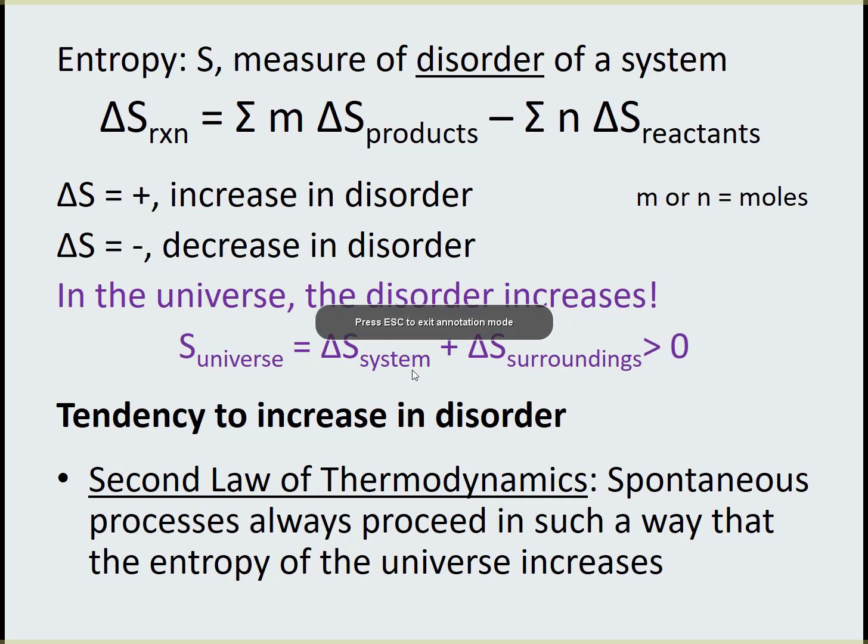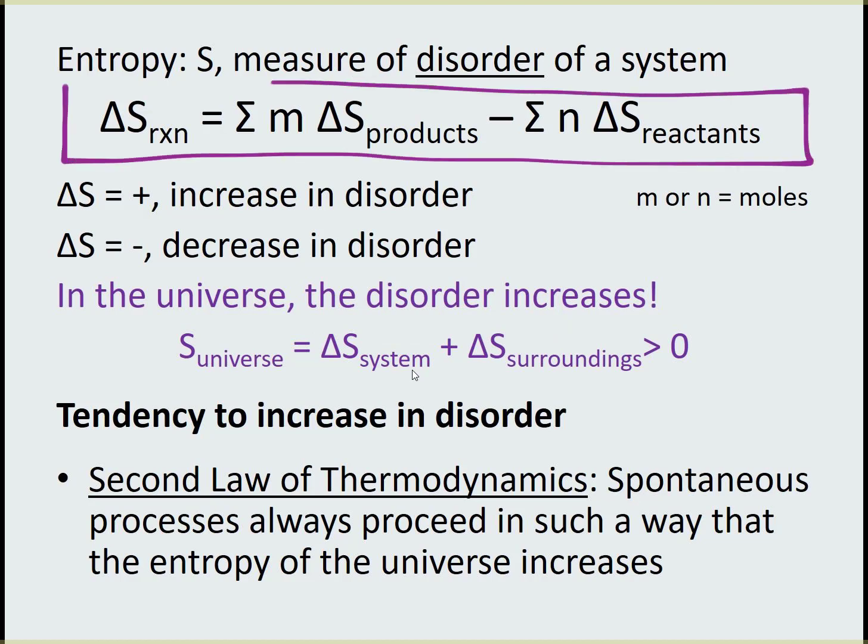Notice the equation to find your change in entropy. It's just like that change in enthalpy equation. So sum of the products minus sum of the reactants. The values, the positive, negative, you need to know. You need to memorize these. If we have a positive value, this is an increase in disorder. Remember, delta S means disorder, or it's also entropy.